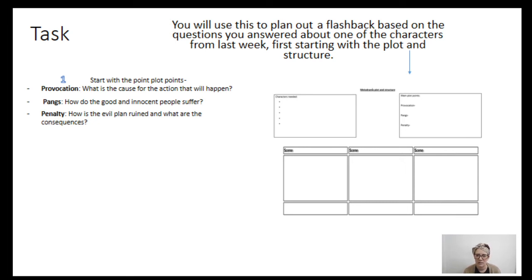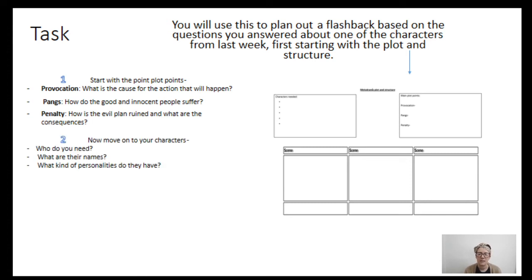You'll see on the boxes to the right that I've identified the provocation, the pangs and the penalty. So first, in your flashback idea, what is the cause for the action that will happen? Next, the pangs. So how do the good and innocent people suffer in your flashback? And finally, the penalty. How is the evil plan ruined and what is the consequence? Think of this as a summary of your plot line.